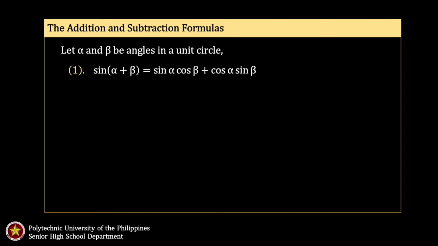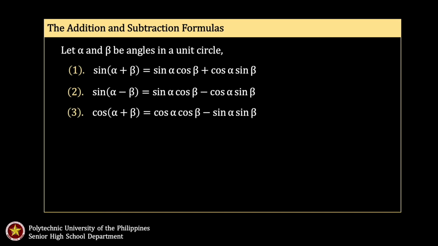The first formula: sine of alpha plus beta is equal to sine alpha cosine beta plus cosine alpha times sine beta. Second formula: sine of alpha minus beta, same appearance. The only difference is we've just turned the operation from addition to subtraction.